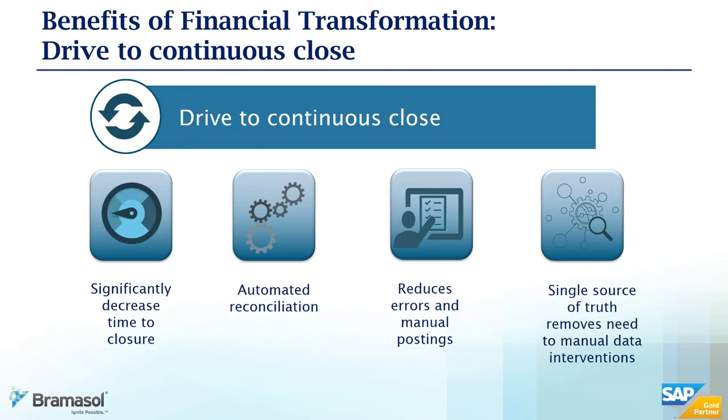What about continuous close? One of the key elements that all financial groups take is just the time it takes to close. And it's not just the amount of time it takes, it's the amount of resources it takes to get there, the amount of reconciliation and so on that it takes. This also allows you to automate your reconciliation process again, reducing your errors and the amount of manual postings you have to do to correct and balance the books. And finally, you have a single source of truth, which removes the need for manual data interventions, pulling data from one system, transforming it and loading it into another system.